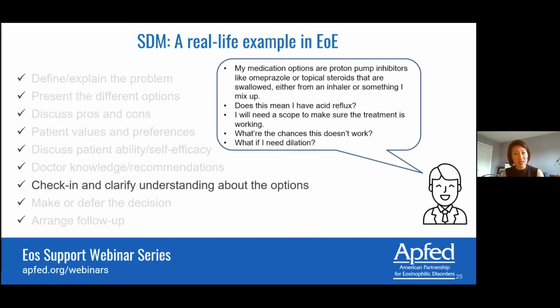But if I take the proton pump inhibitor, the omeprazole, does that mean I have acid reflux? Because this medicine is commonly used for acid reflux. Do I need a scope to make sure this treatment's working? How will I know? And what are the chances this doesn't work? And finally, what happens if I need a dilation?